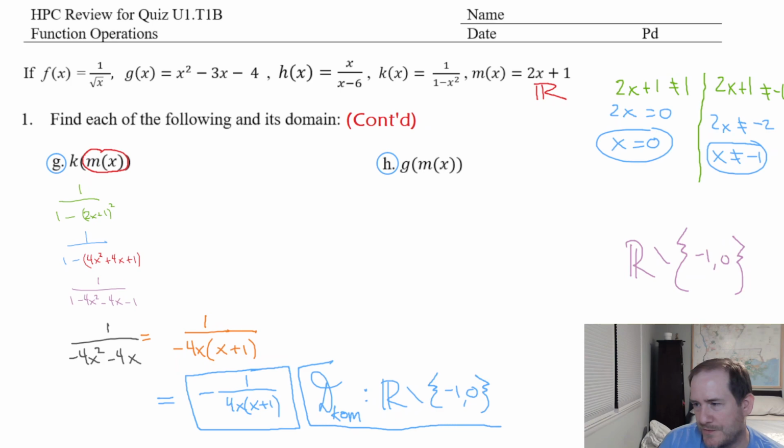So why'd that come out so simple? I'd like to think you can guess why it came out so simple. It came out so simple because that inner function was a function that had no domain restrictions anyway. So the two domain restrictions on k ended up just kind of becoming obvious.